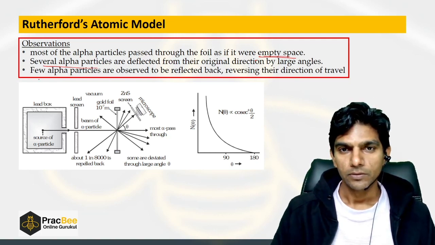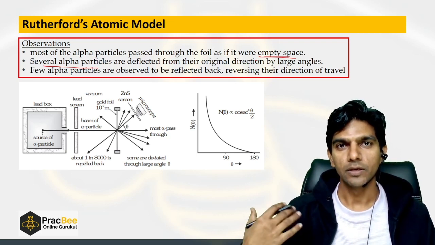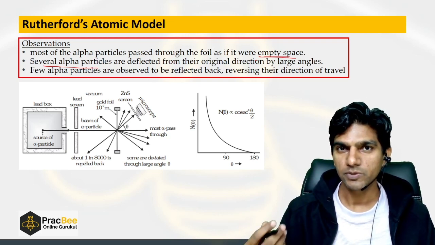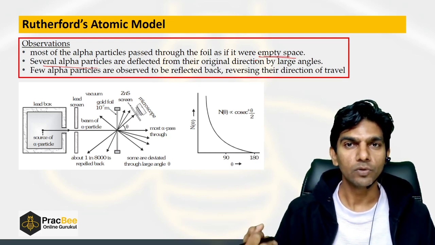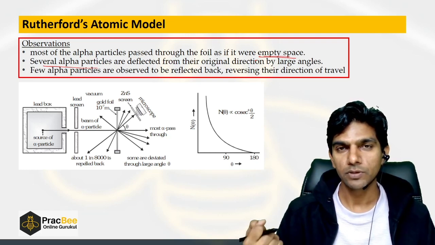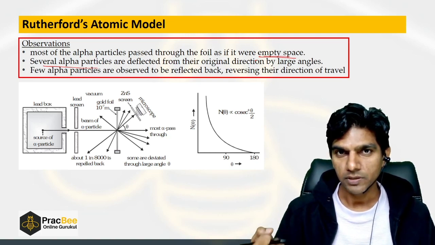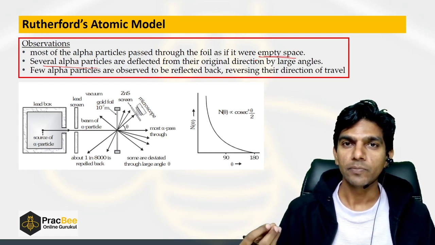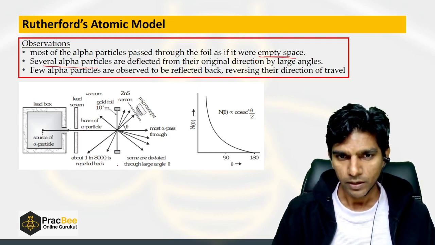What does it mean? If you throw a ball on a wall, what happens? The ball just rebounds back. Same is the case here, some alpha particles rebound back. It means there must be something dense present in the atom, and that dense entity is nothing but the nucleus. So the majority of the positive charge of the atom is concentrated in the nucleus, and due to that dense positively charged entity, the alpha particle experiences strong electrostatic repulsion and completely retraces its path.